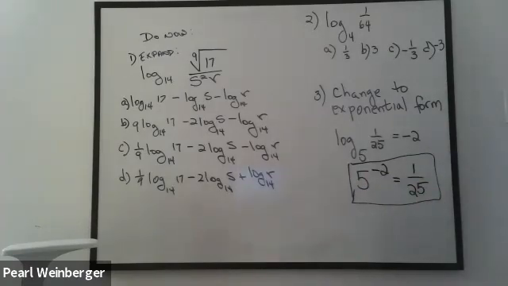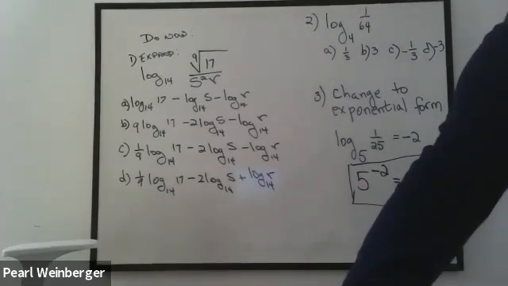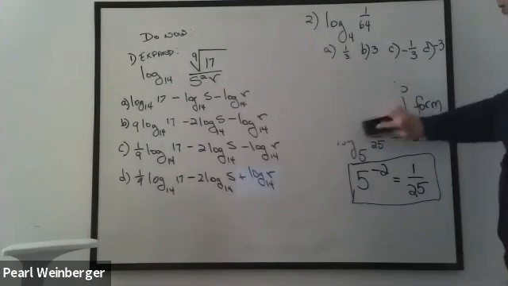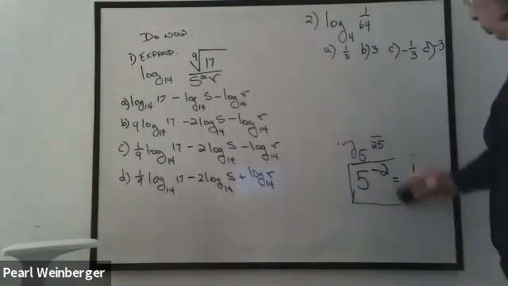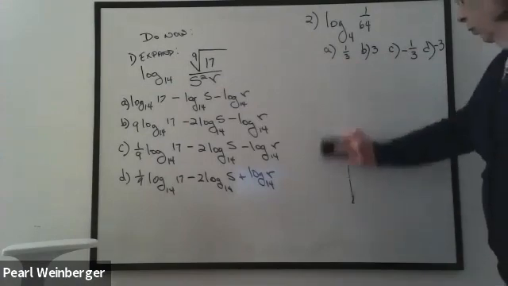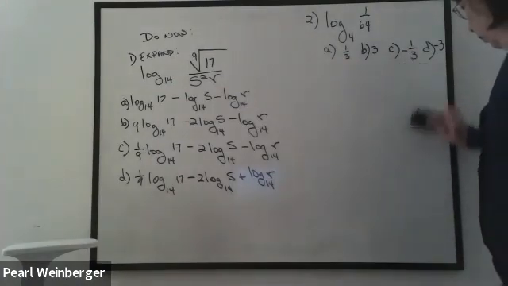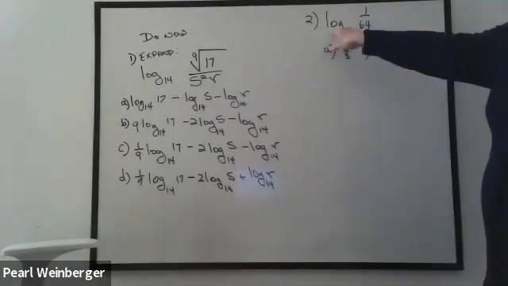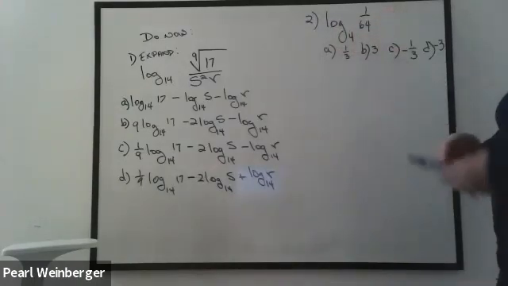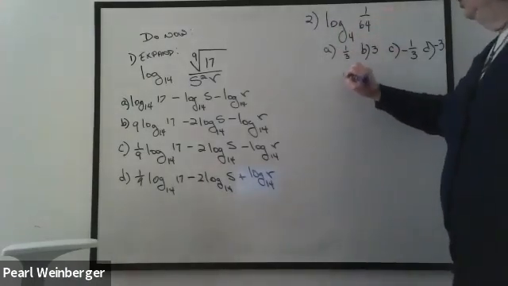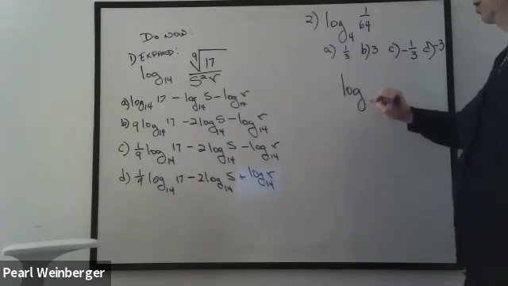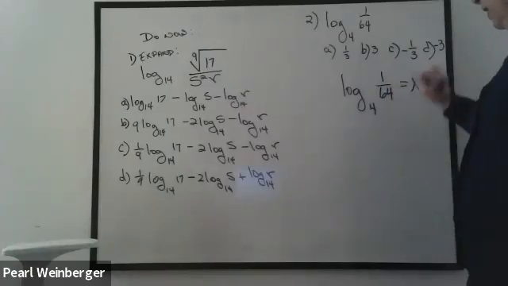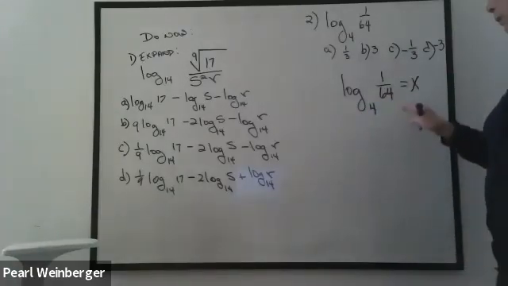Okay, now let's look at question number 2. I'm going to erase this so I have room to work. Question number 2 said, find the value of log base 4 of 1 over 64. So if I want to work that out, let's set this equal to x, because it's something I don't know what it's equal to.